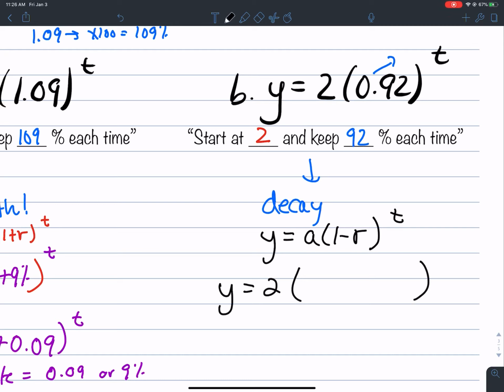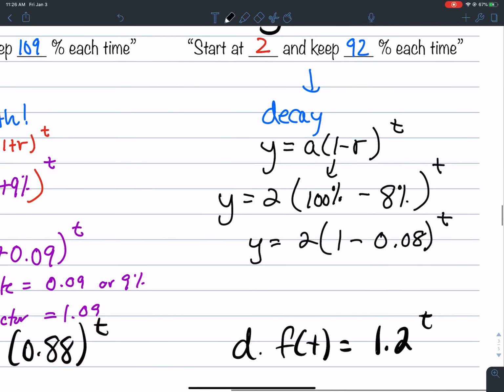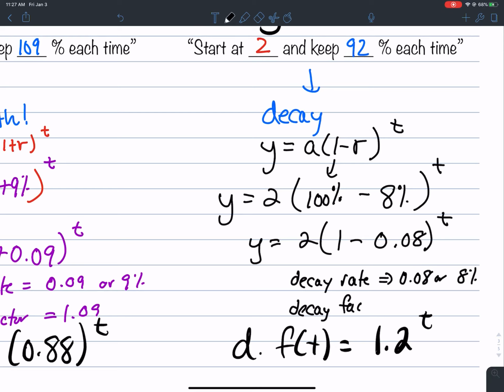First I'm going to write it as percentages. I start with 100%, but then I'm losing what percent to give me 92? Well, I must be losing 8% if I'm only keeping 92%. Then I can convert those to decimals, and now I have it in decay form. My decay rate is the r value. That's 0.08, or in other words, we're decaying by 8%. The decay factor, that's just another word for B, so the decay factor is 0.92.